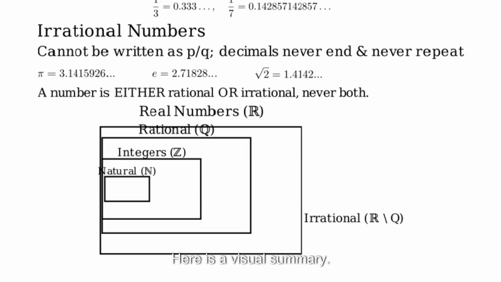Here is a visual summary. Real numbers, rational and irrational. Rationals, integers and fractions. Integers, negatives, 0, and natural numbers.